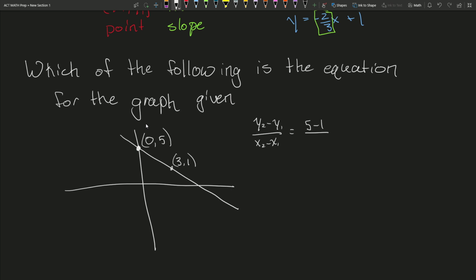Either way, so long as you're consistent. Yeah, so you said 1 minus 5. So long as you're consistent. All right, but x1 is always going to be attached to y1. So long as you're fine with that, then yeah. So you could have done 5 minus 1 over 0 minus 3. That's fine. Then this equals negative 4 over 3, and that's your slope. Okay, so that's the slope.